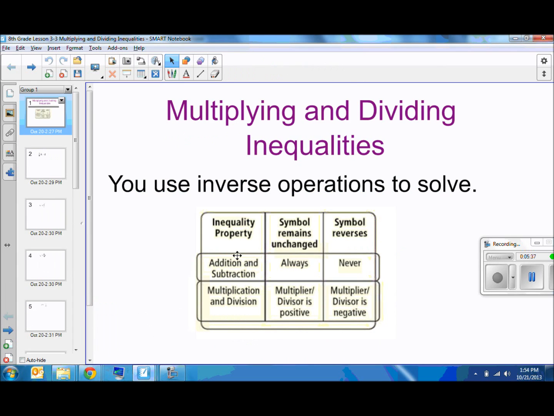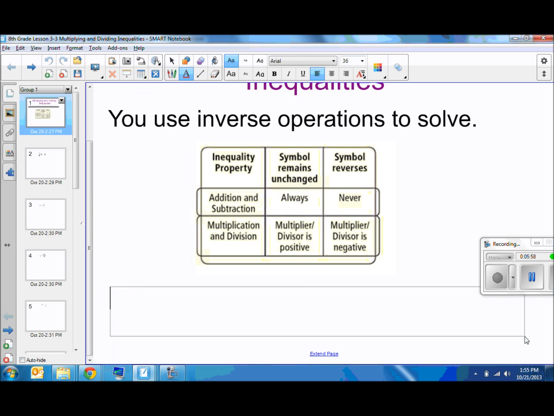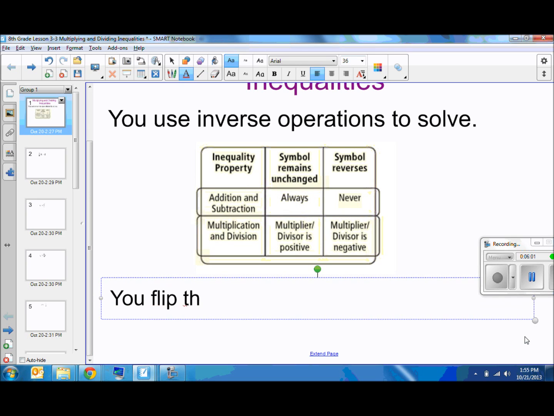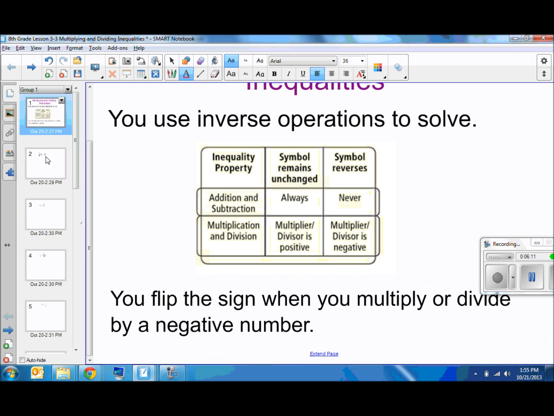So let's look at multiplying and dividing. I wrote here that we just did adding and subtracting. The symbol never changes. Multiplying and dividing, the symbol reverses when the multiplier or divisor is a negative. So you can write in your notes, you change the symbol, you flip the sign when you multiply or divide by a negative number. That is the only time you flip the sign.